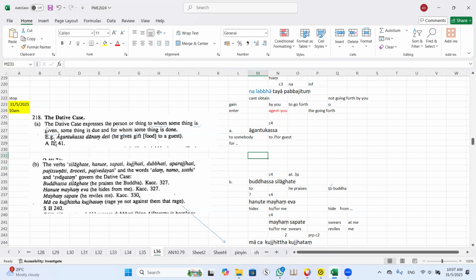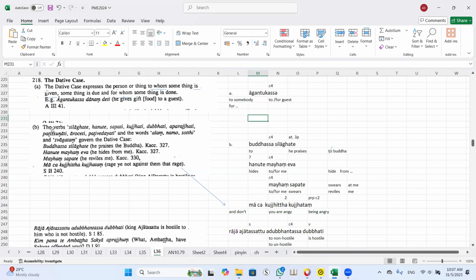So this one is extracted from Anguttara Nikaya. Anguttara Nikaya consists of a few volumes. So this is volume 3. This is the page number. So we won't have to look into that. So we will look into number B.